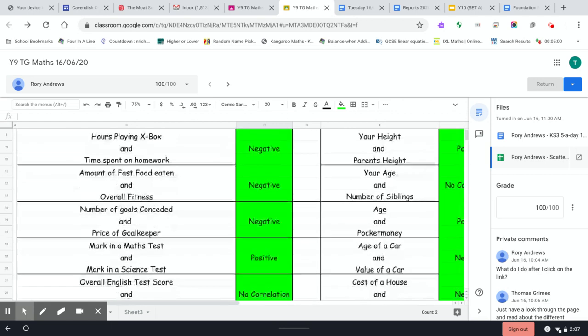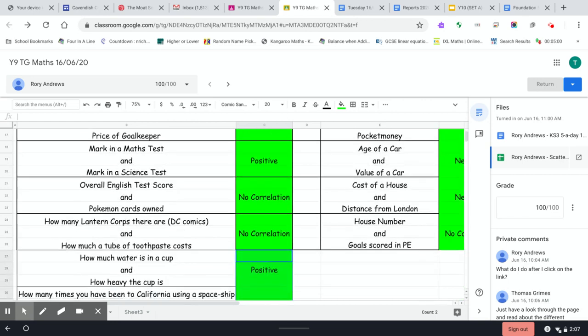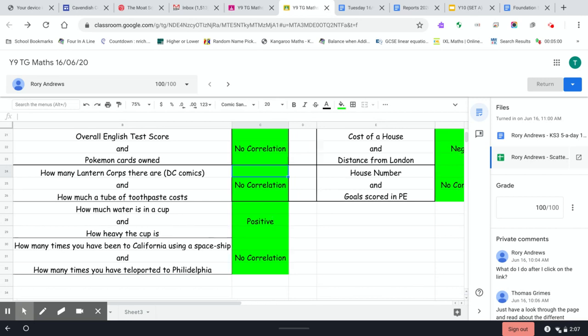Okay, so there are some examples. I will scroll down and you can see the answers. You can pause it whenever you need to. And then for the last three, you had to make up your own pieces of data and then describe whether it had no correlation, positive or negative. So for example, positive: how much water is in a cup and how heavy the cup is. The more water, the heavier it's going to be. So they go hand in hand.